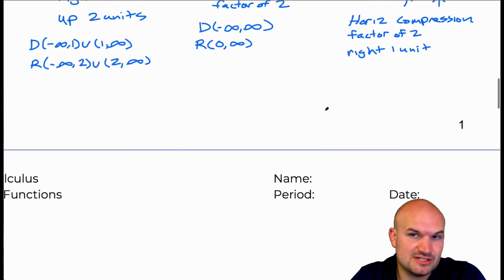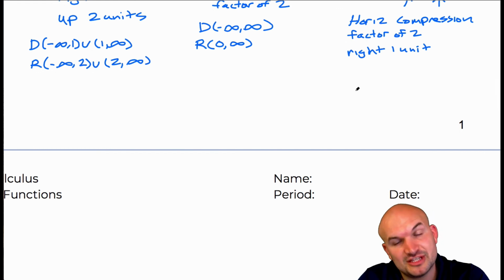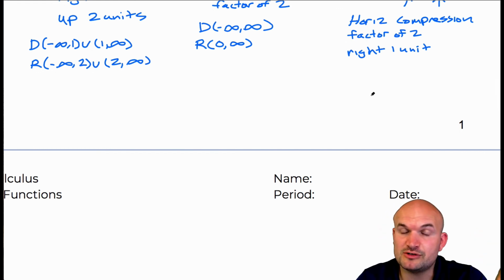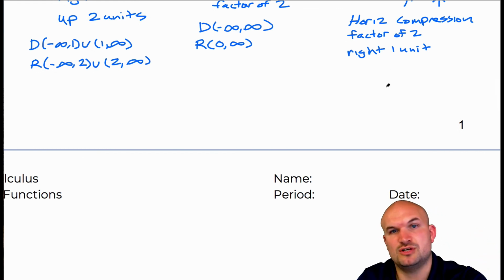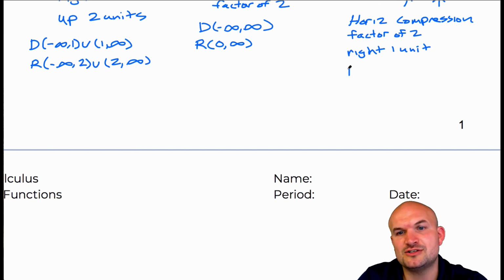Well, it doesn't really affect the range at all, but the shifting right 1 does affect the domain, because remember the domain was originally restricted from 0 to all positive numbers. So now my domain is again going to be from 1 to infinity, and my range is still unrestricted, so that's going to be from negative infinity to infinity.